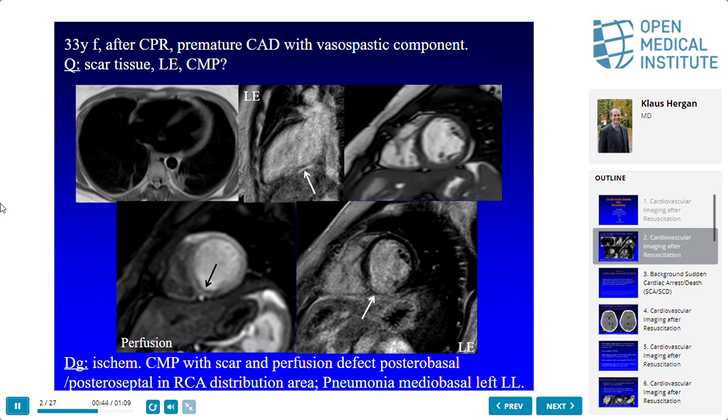So this is an ischemic area, in the distribution of the right coronary artery in the posterobasal and posteroseptal area. Additional to that, we found in this patient a small pneumonia. It is very difficult to say if this is the first thing or the other thing. But in this case, we found something the clinicians didn't know about.